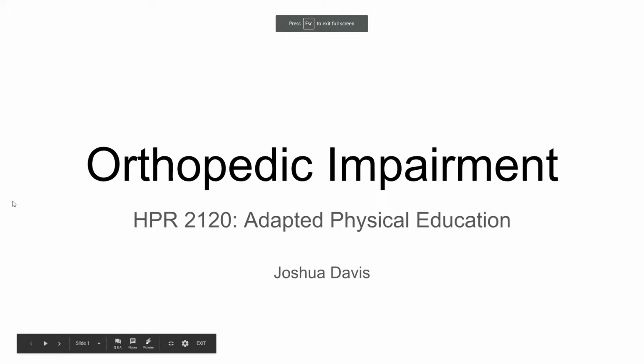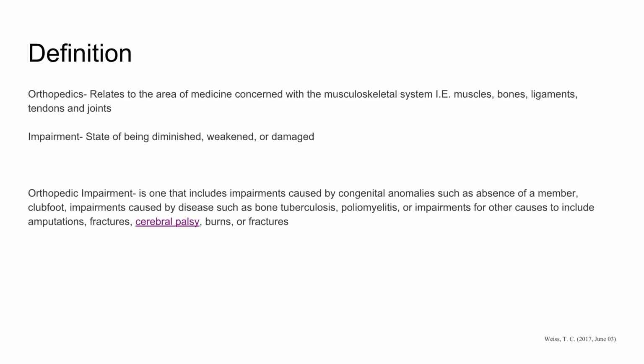Okay, orthopedic impairments for adapted physical education. So we'll start first by defining orthopedic impairments. Usually what I do when I'm given a term is I'll break the term down into its basic components and then define them. So I have up here orthopedics defined and impairment defined, but how IDEA has orthopedic impairments defined is one that includes impairments caused by congenital anomalies. So congenital just meaning present at birth or very, very early on in childhood.